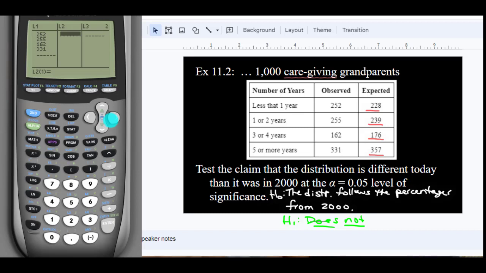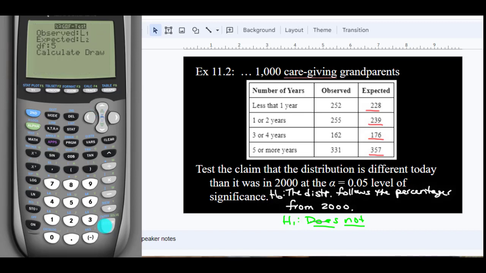Here were our expected counts that we calculated earlier: 228, 239, 176, and 357. Okay, so we've entered those in. Now we're going to go to stat. We're going to go over to tests. And remember, we have to go all the way down to D. Let me go down a little further so it's kind of in the middle. So we're seeing the chi-squared GOF, goodness of fit test. That's the one we're going to choose.